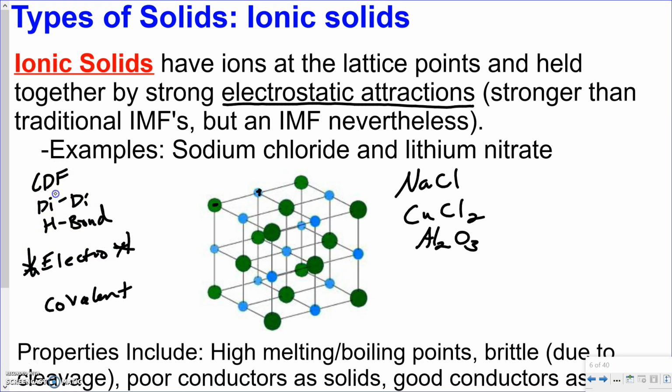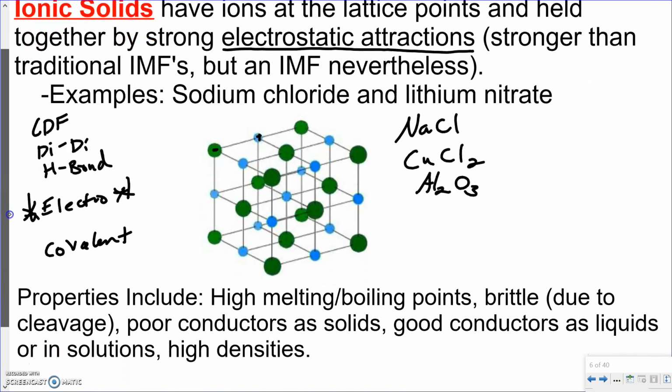What that means is they're going to have higher melting points and boiling points than our molecular solids because they are stronger. They are being held together by a stronger force. So again, if we think about it, melting and boiling are endothermic, meaning they require energy. Because these are stronger, they require more energy to break apart.